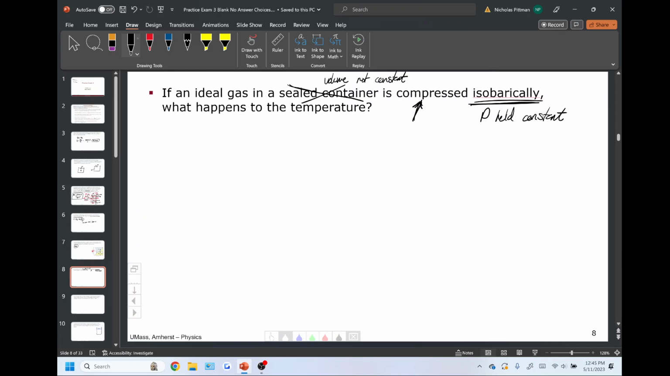Okay, so we can indeed look at Charles' law. That's why I was so confused. So Charles' law, again, I knew to look towards Charles' law because it said isobaric. It gave me information about how the volume changes. V final is less than V initial because it's a compression. And it asks me about temperature. So Charles' law contains pretty much every variable in the problem.